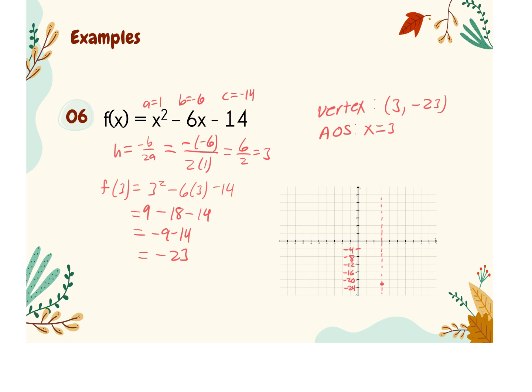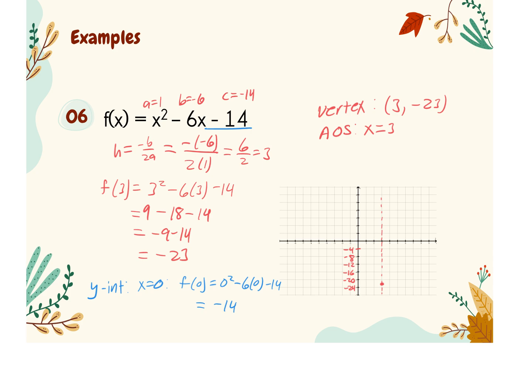I like using the y-intercept. So to find the y-intercept, you're going to plug in x equals 0. So we're going to have f of 0 is 0 squared minus 6 times 0 minus 14. And so we get negative 14. Notice that this is the same value that's right here.